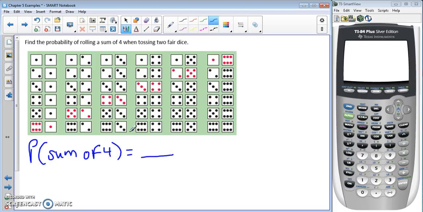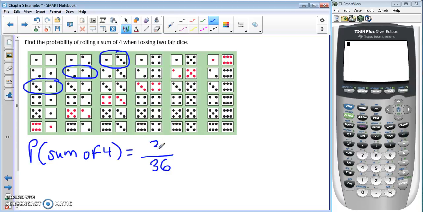So you can see here that we have a total of 36 outcomes, and let's go through and figure out which ones sum to 4. So we have one here, and here, and here. Anything else? I think so.